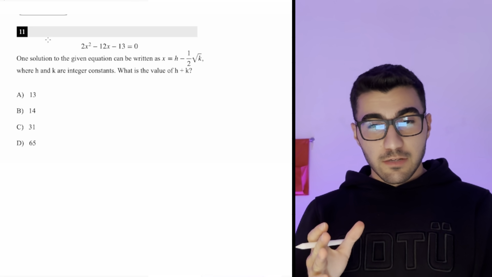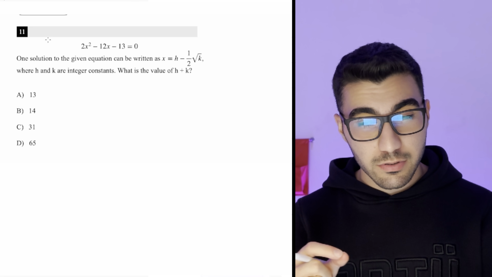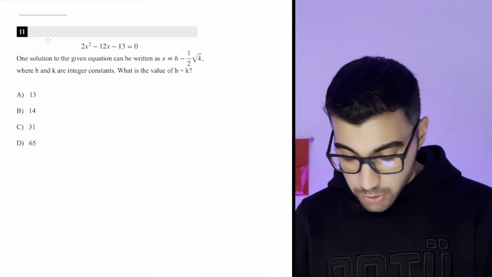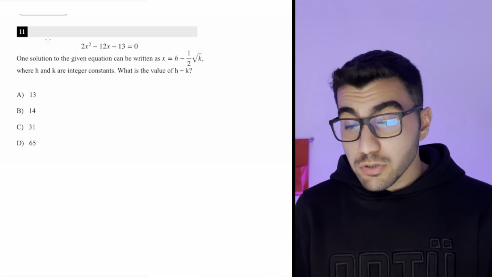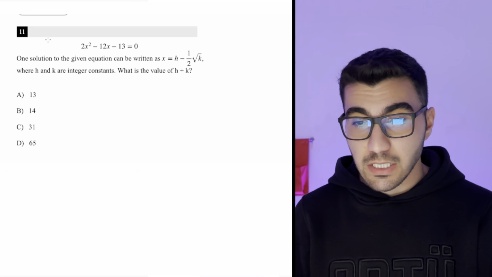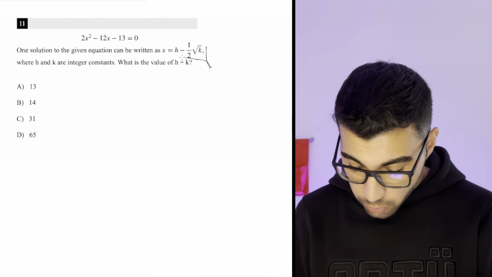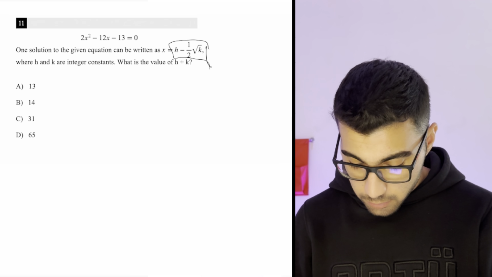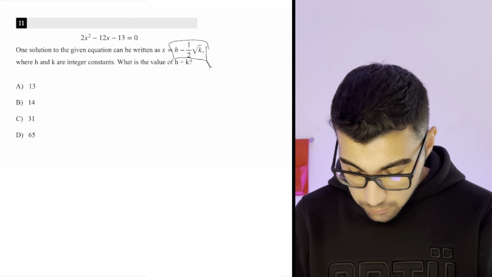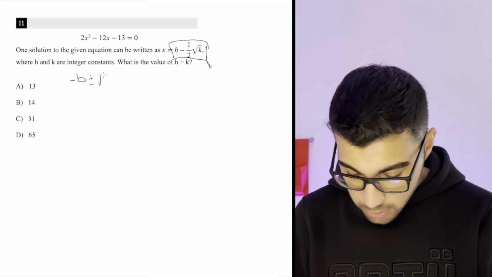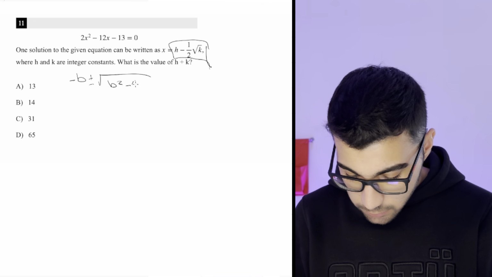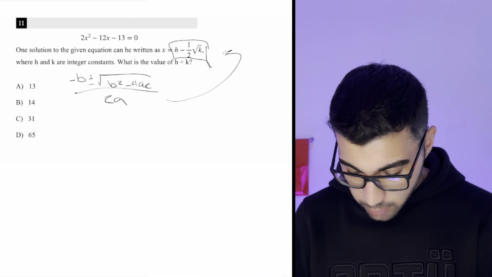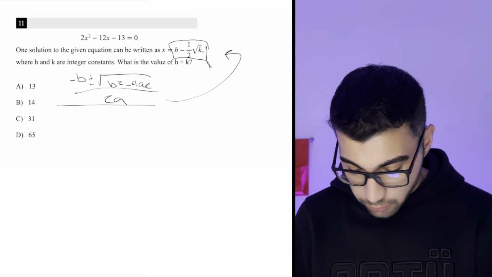Now, one solution to the given equation can be written as x equals this, where h and k are integer constants. What is the value of h plus k? In this case, I'm not going to use decimals to find the solutions for this quadratic equation, because I see that this form is the quadratic formula, minus b plus minus square root of b squared minus 4ac over 2a. It's in this form, right? So I'm going to use this formula.